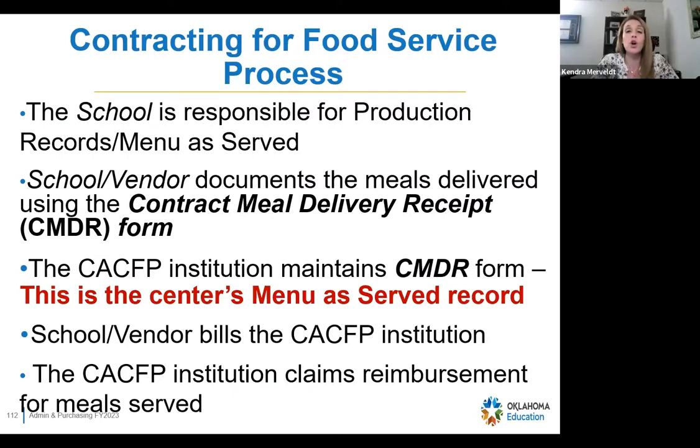Now, if you contract for food service with the school district, they keep production records. So if there are any issues with the documentation that they gave you, we can go to the school and look at their information, because the school is responsible as they're the ones preparing the food.